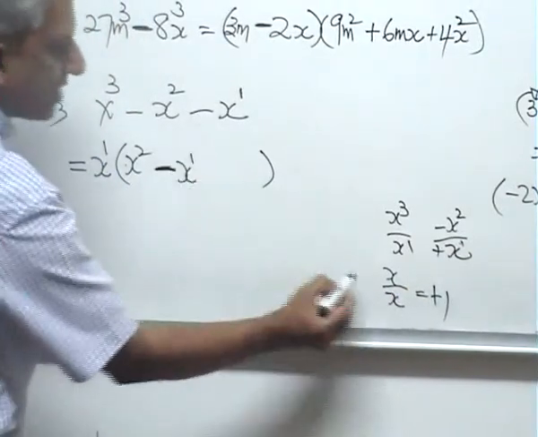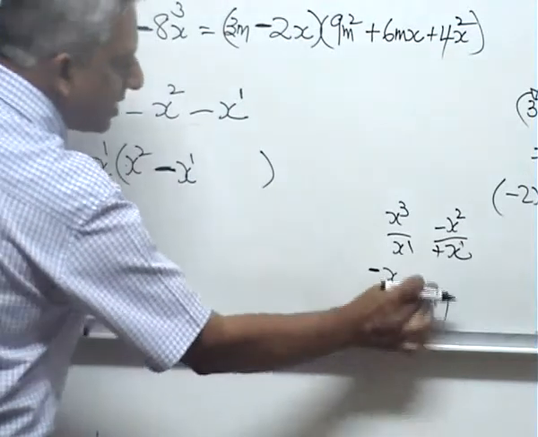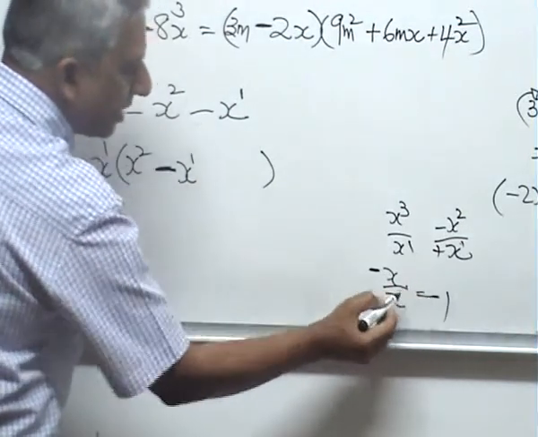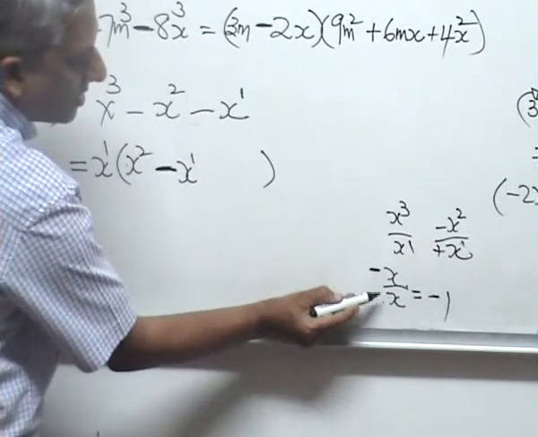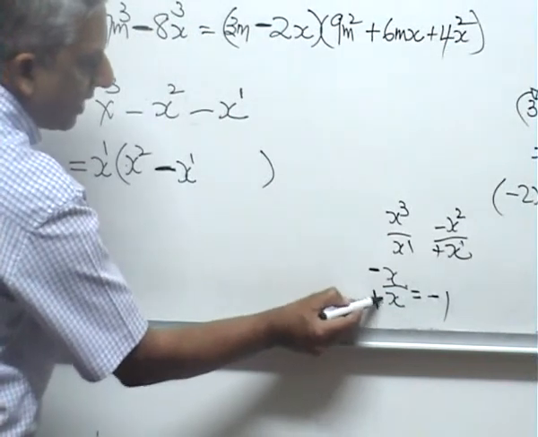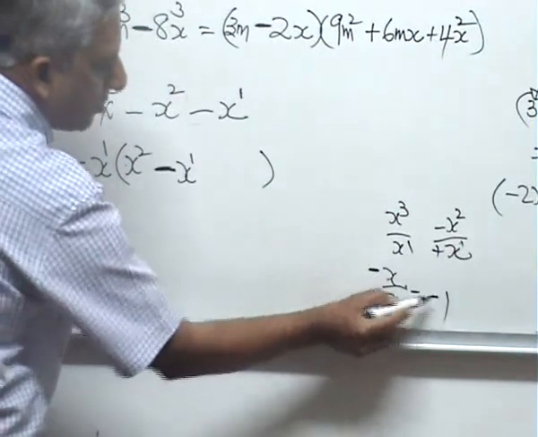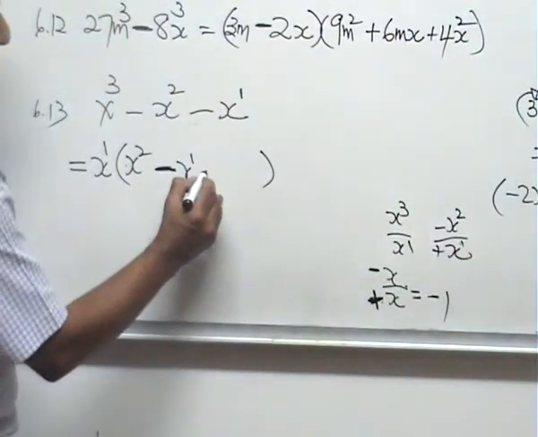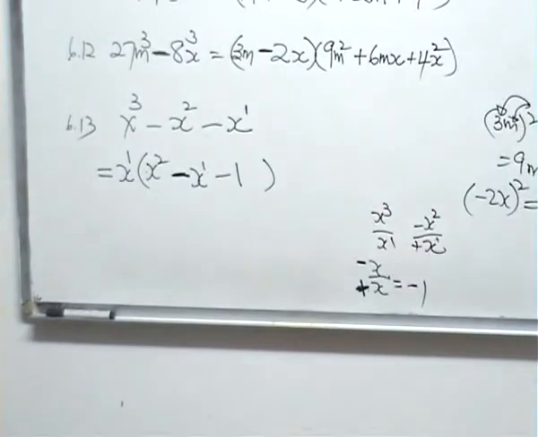Or be careful now, it's minus x. So minus x: firstly, minus divided by plus is minus. Be careful now. You see the plus is understood, but I can just write it for you now. Minus divided by plus is minus. x divides into x one time. So the final answer here is minus 1. Right, that's the answer for 6.13.